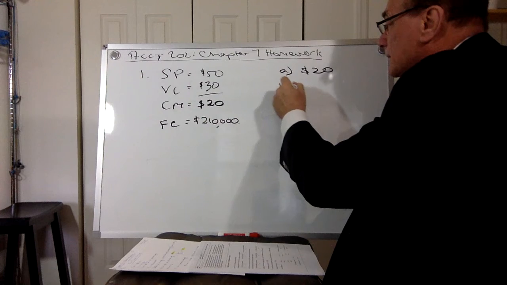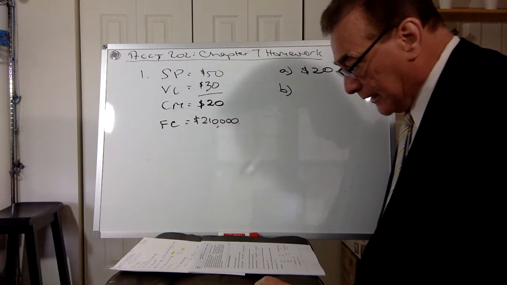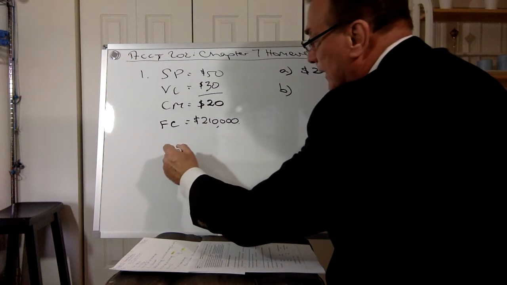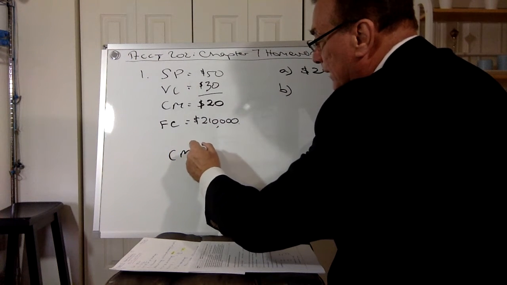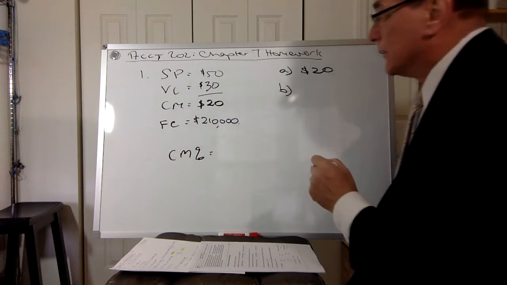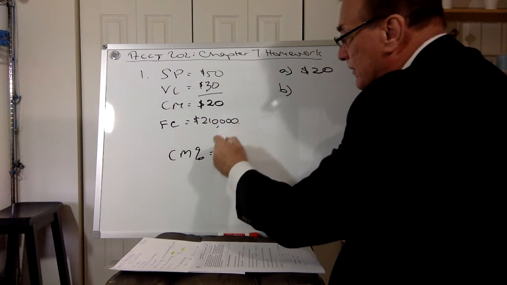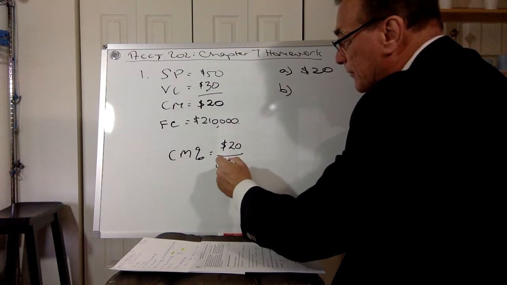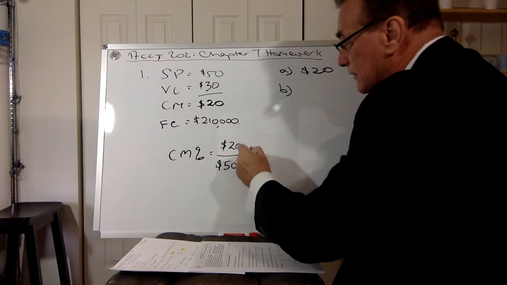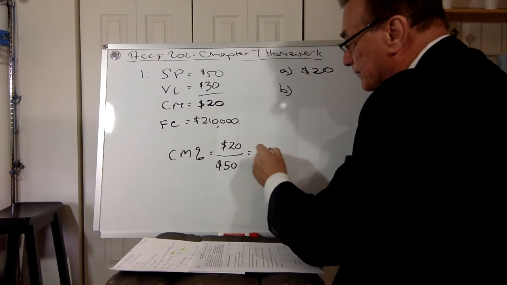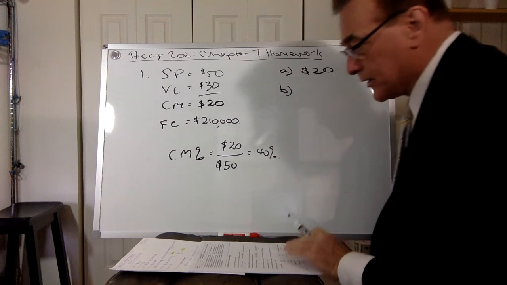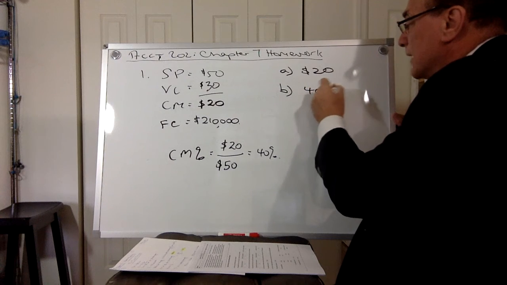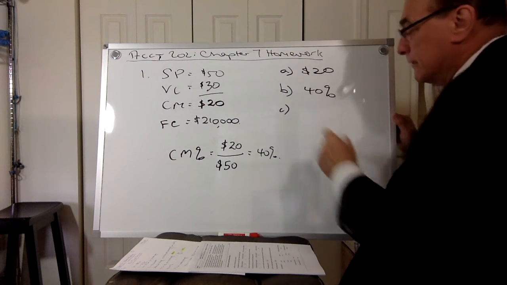Number B, what is the contribution margin ratio? Now the contribution margin ratio, if I put it down here, we call that contribution margin percentage. That's the contribution margin, $20, divided by the selling price, $50, and so that's 40%. So in our B question, the answer is going to be 40%. Then we've got C.